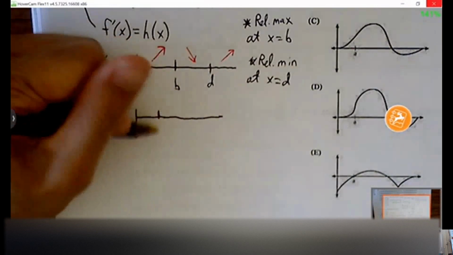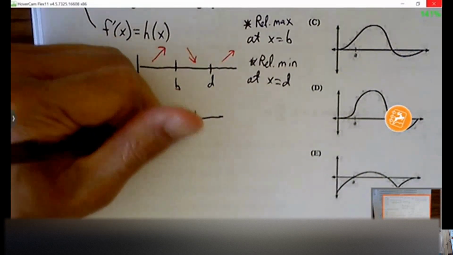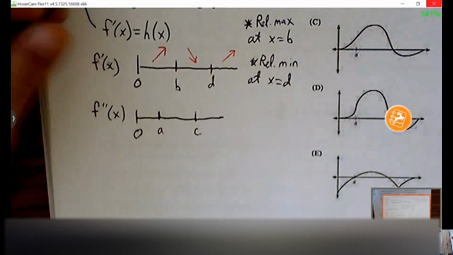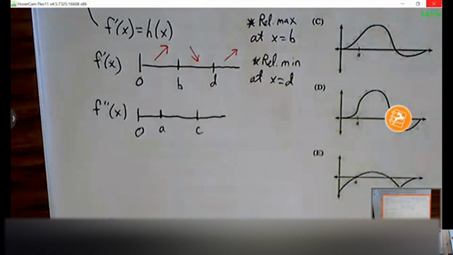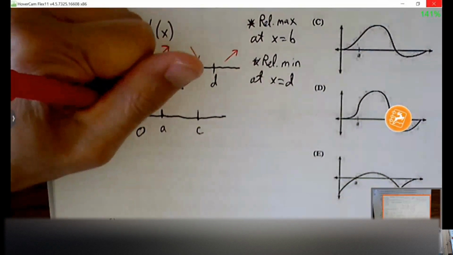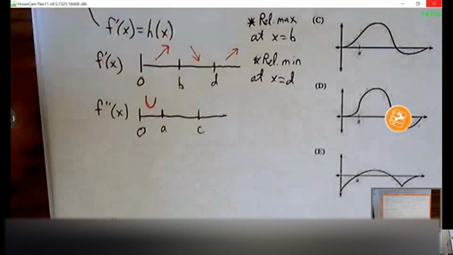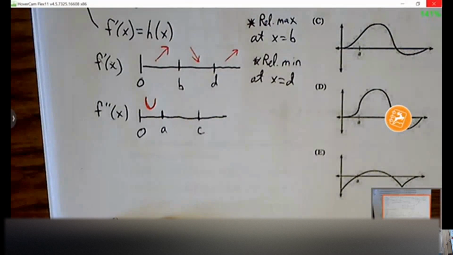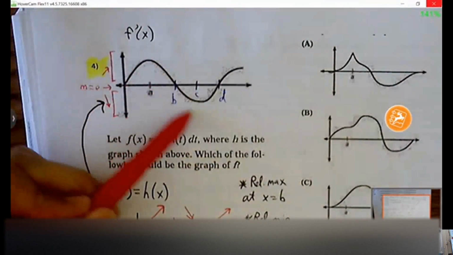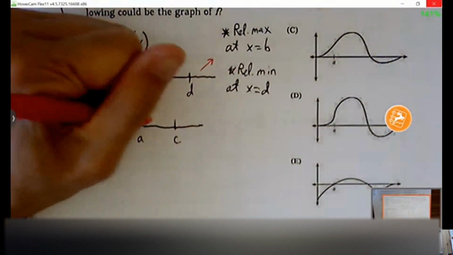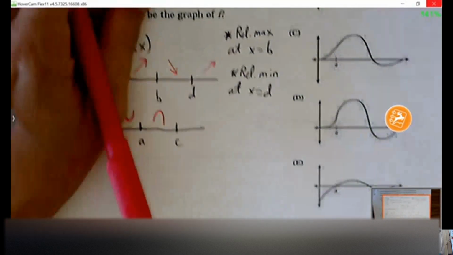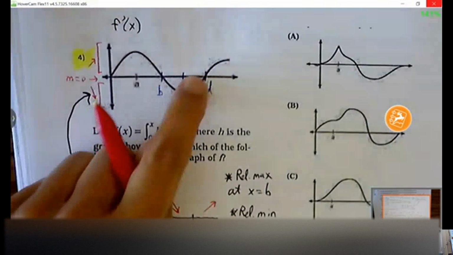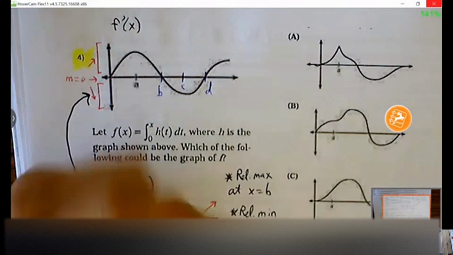Okay, between 0 and A, my graph is concave up, so I'm going to label it with that symbol. From A to C, my slope is negative, so negative slope of f prime is going to correspond with concave down. And then to the right of C, my f prime is rising, so therefore concave up.